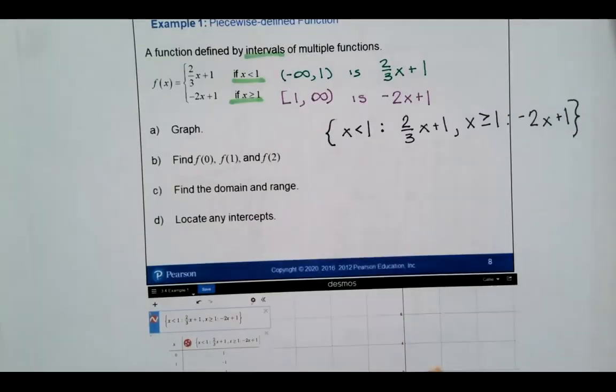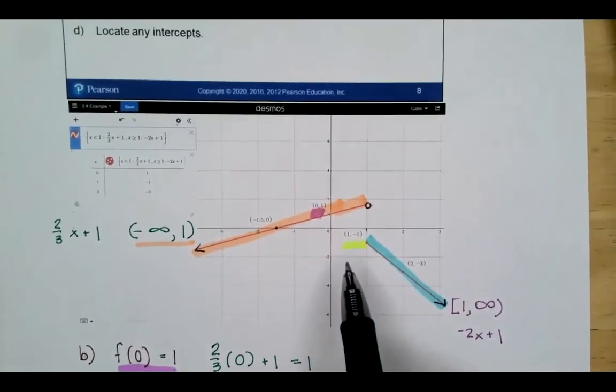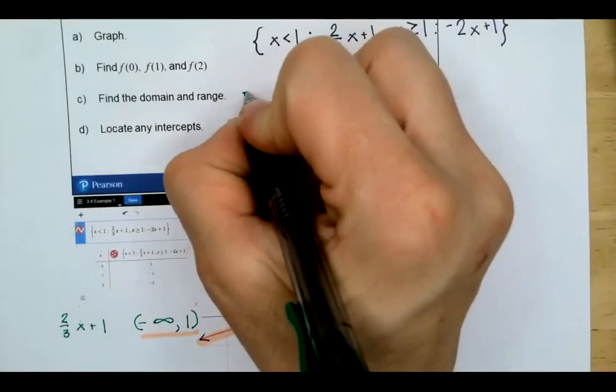Find the domain and the range. Look at your graph. What is the domain? The domain is all your x values.